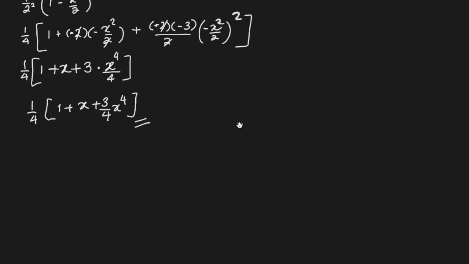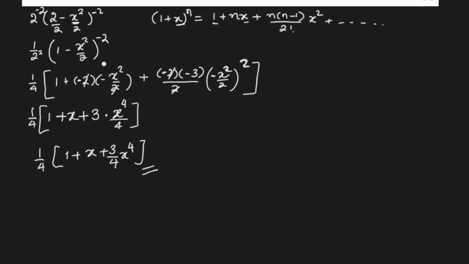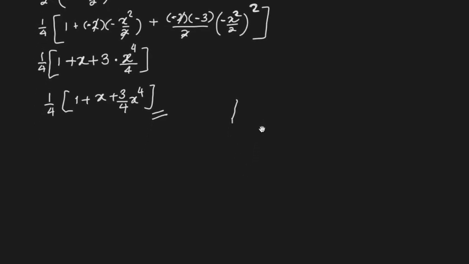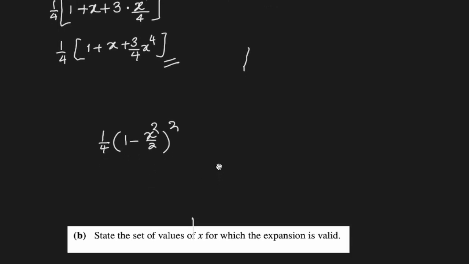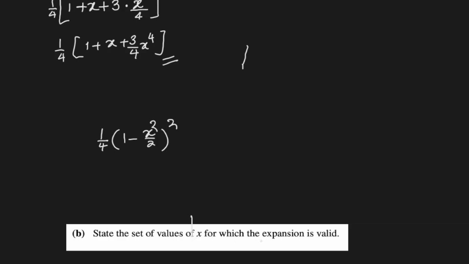Okay, here it is. State the set of values of x for which the expansion is valid. Okay, let's go back to our question. Let me write what we got here. Let me copy this one. Okay, 1 over 4, 1 minus x square over 2 to the power minus 2. This is what we expanded, right? Now they're saying state the set of values of x for which expansion is valid.